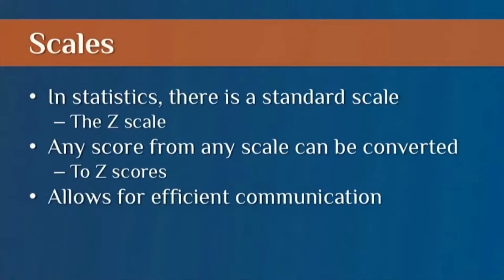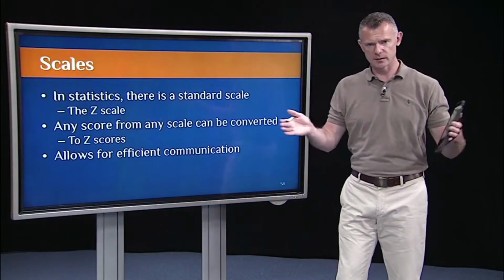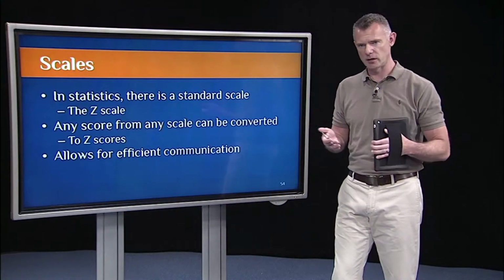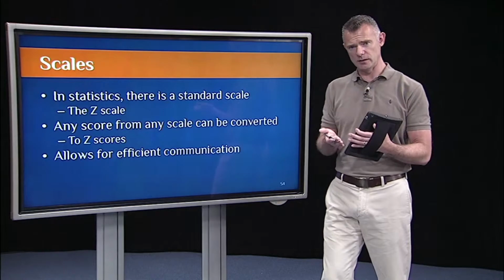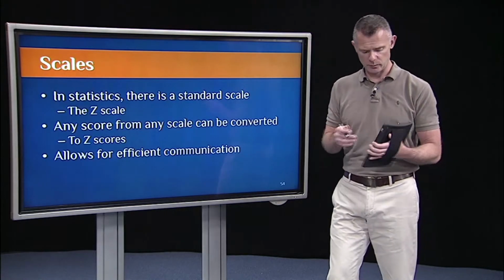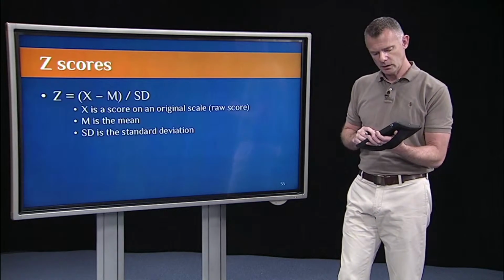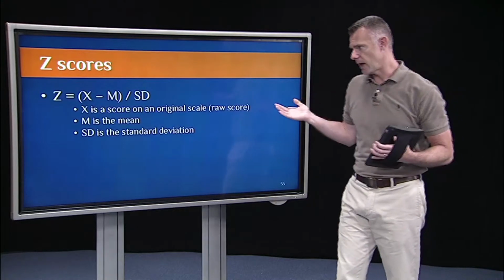But in statistics, what's nice is there's a standard scale, and it's called the z-scale. Any score from any scale can be converted into a z-scale with z-scores. This allows for really efficient communication across statisticians. Scientists can share data, different researchers can share data. If everything's converted to a z-scale, it's very easy to interpret, and it's a very simple calculation.